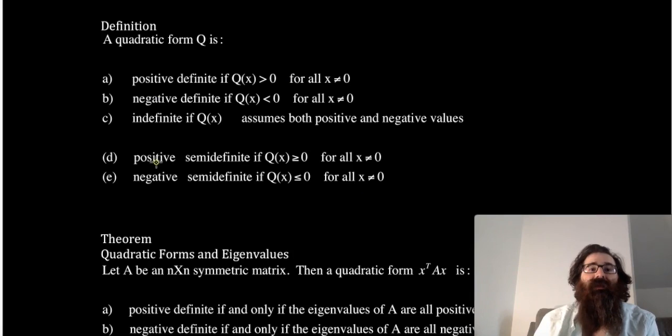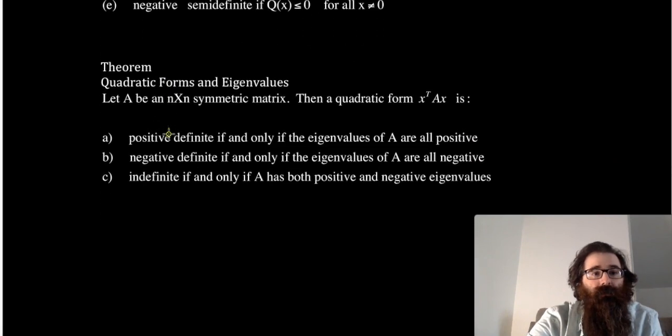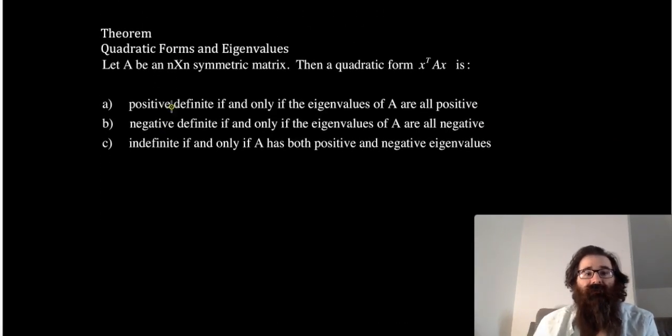And we're actually going to be classifying our quadratic forms based on eigenvalues. So we have quadratic forms and eigenvalues. Let A be an n by n symmetric matrix. Then a quadratic form x transpose times A times x is positive definite if and only if the eigenvalues of A are all positive, negative definite if and only if the eigenvalues of A are all negative, and indefinite if and only if A has positive and negative eigenvalues.